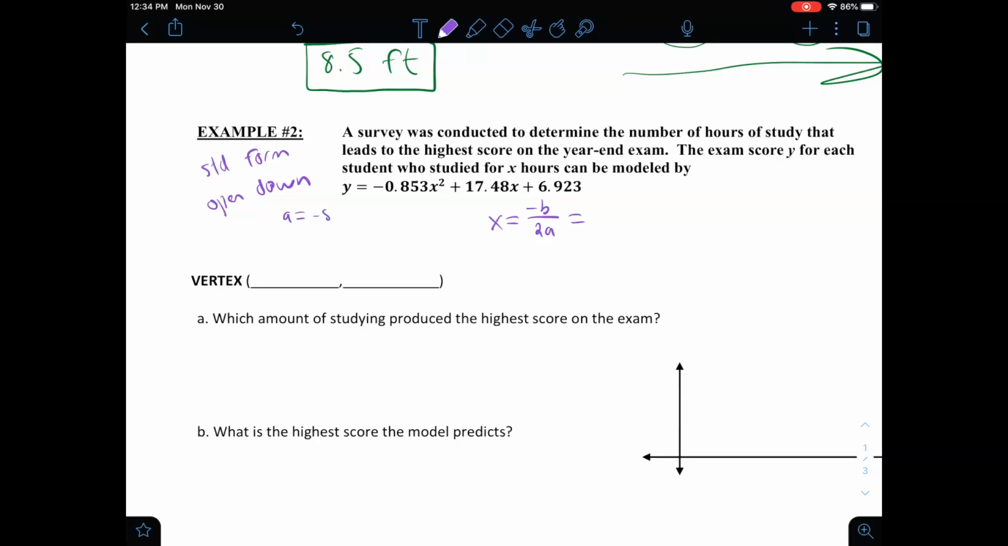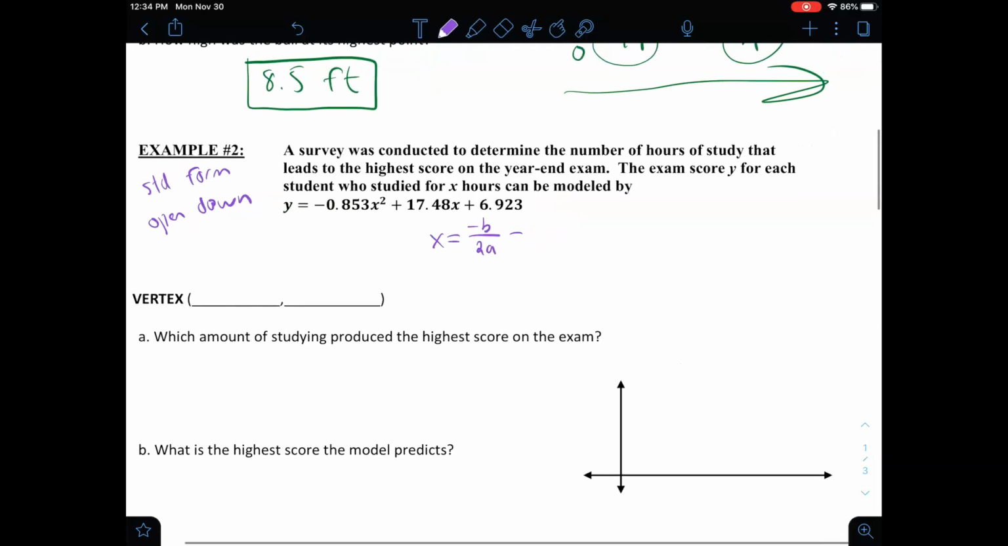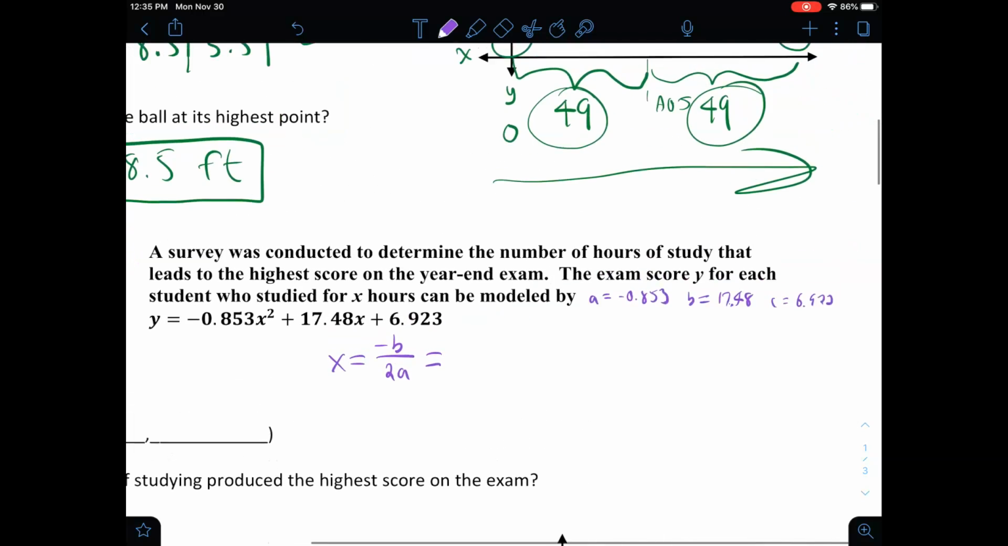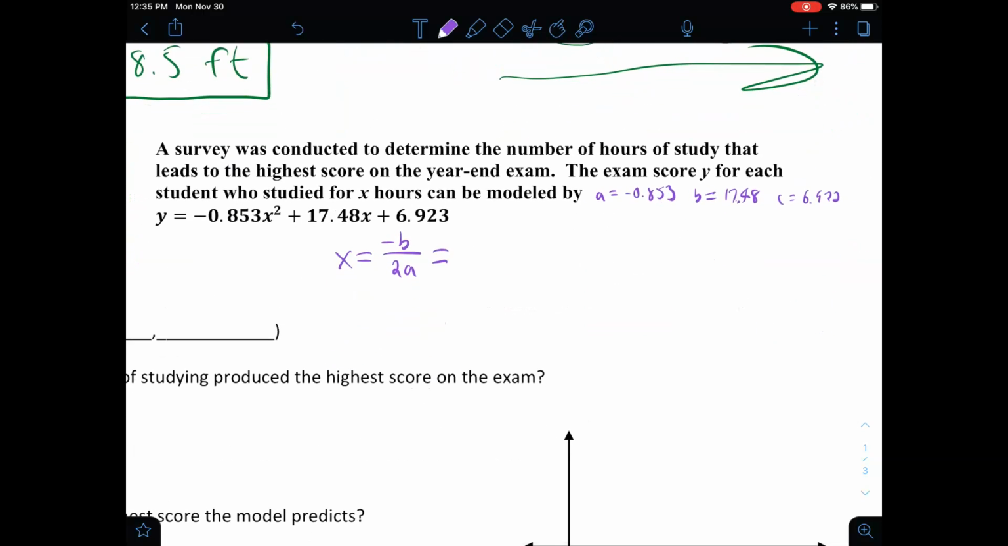A equals negative, let's write it over here actually. A equals negative 0.853. B equals, what's in front of the x, 17.48. And C equals 6.923. Kind of sloppy, but I wanted to be sure we fit it there. Okay, so we're plugging in negative b over 2a. So opposite of b is negative 17.48 over 2 times a, and a is negative 0.853.